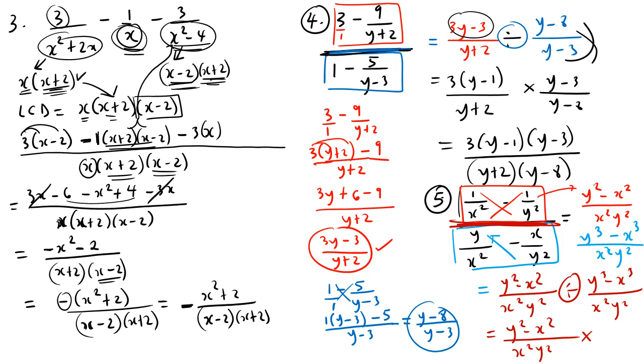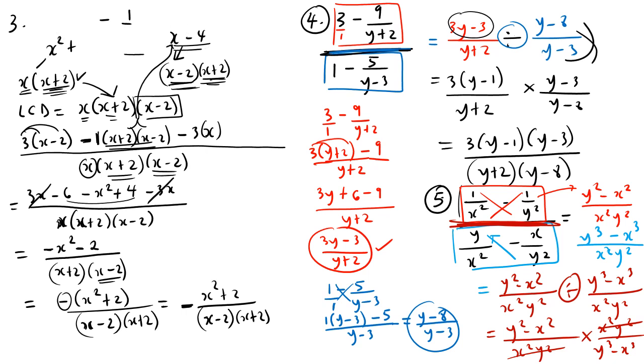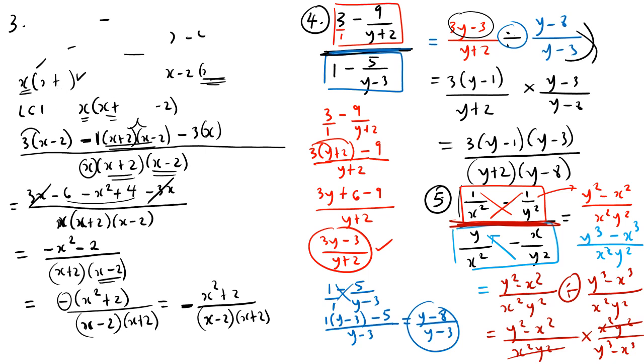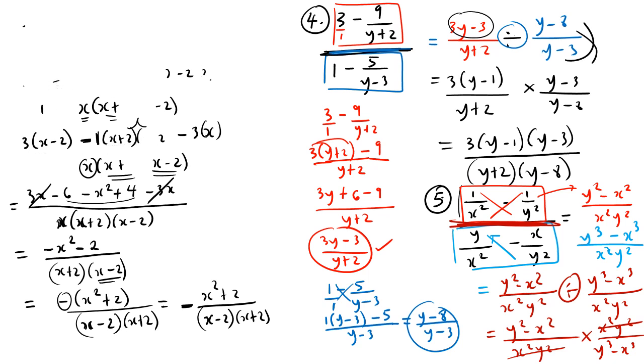I'm going to do keep, change, flip. So it'll be x squared y squared over y to the third minus x to the third. So I am now going to cross and cross. When I cross that result, I'm going to get something nicer. So let me go ahead and make more room on the left so that I can complete and work with you on this example.